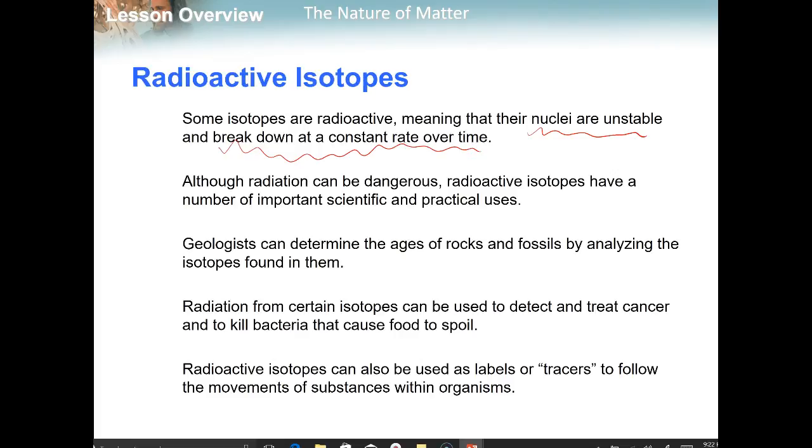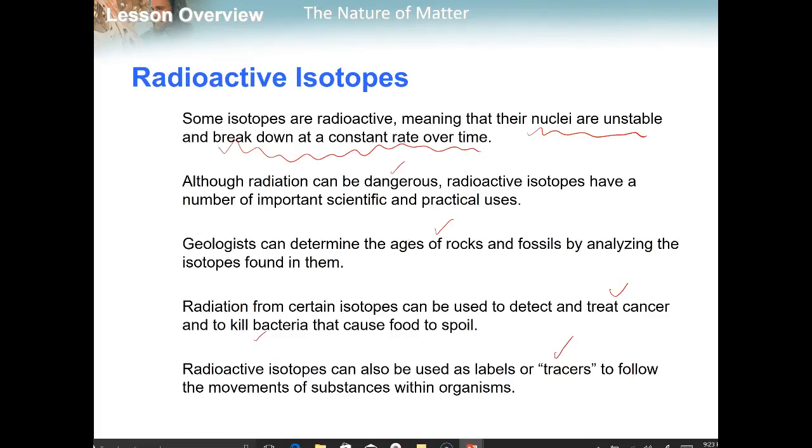We know that radiation can be dangerous. It can cause cancer and birth defects. But it also has practical uses. As I said, with carbon dating, we can date the age of rocks and fossils by analyzing the isotopes found in them and seeing the rate of breakdown, because it's constant. The radiation from isotopes can be used to not only cause cancer but treat cancer, and kill bacteria that could spoil food. And we can also use radioactive isotopes as labels or tracers.